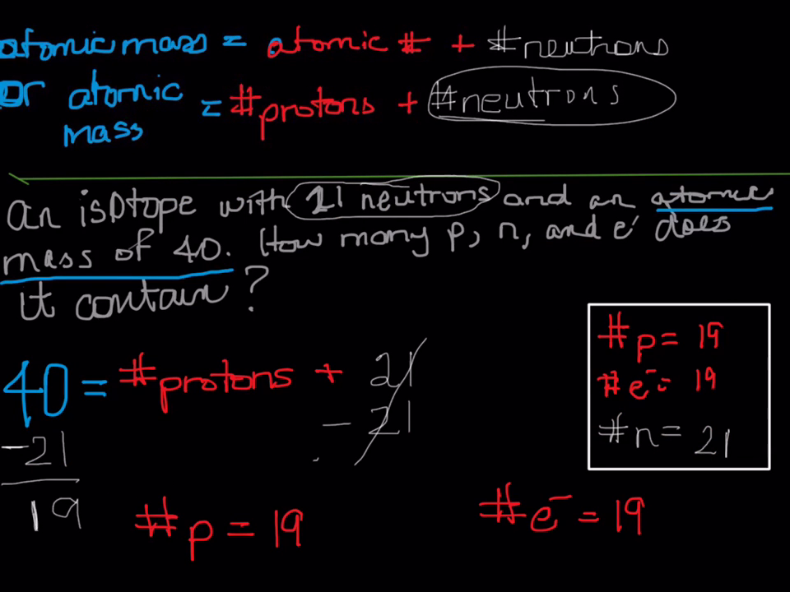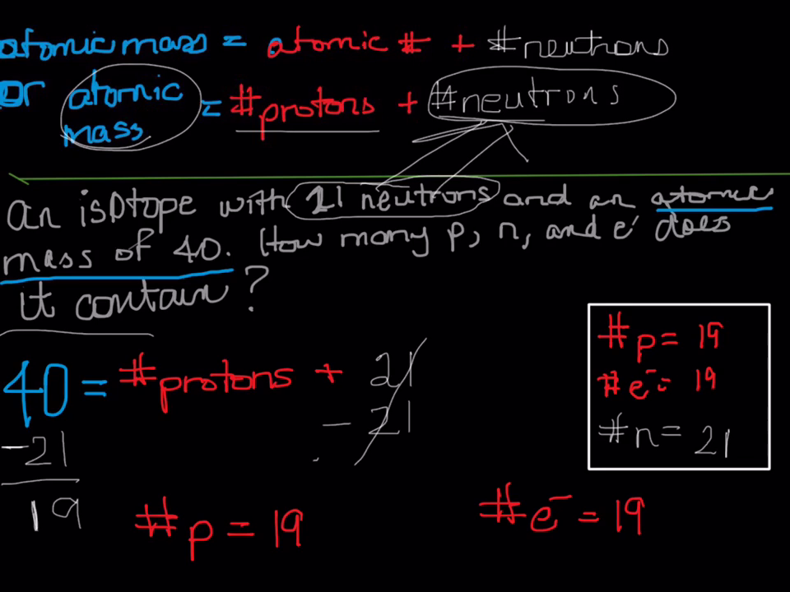In this problem it says an isotope with 21 neutrons and an atomic mass of 40. How many protons, neutrons, and electrons does it contain? We were given the atomic mass of 40, so I underline that in blue. That's the number we're going to plug in right there. And then I was given the number of neutrons, so I'm going to plug it in right there. So that means I'm going to be calculating the number of protons.